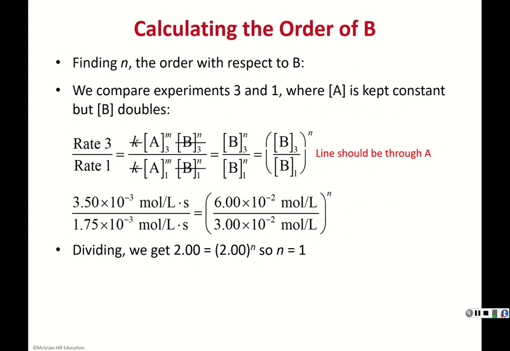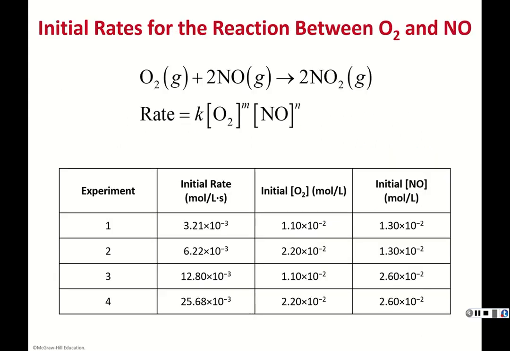Okay, you do the same thing where A is kept constant and B is changed, and that was experiments 1 and 3. And the line, again, this is an error in the book slides, should be through A's, not B's. Right, you do that same thing for B, and you see again you have 2 equals 2 to the n power, so n has to equal 1. If we look at a different reaction now, we have O2 plus 2NO goes to 2NO2.